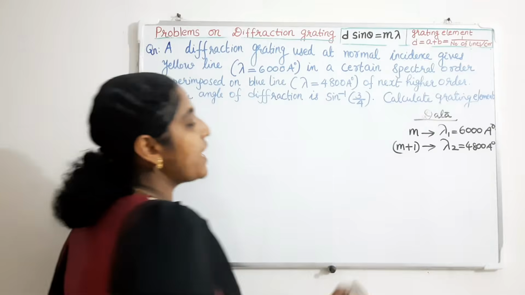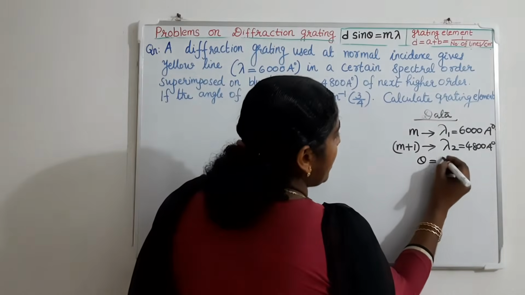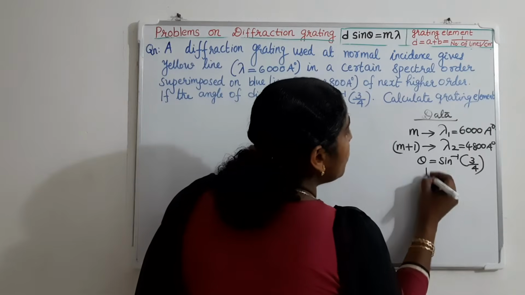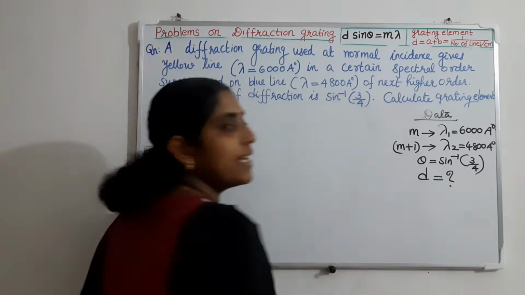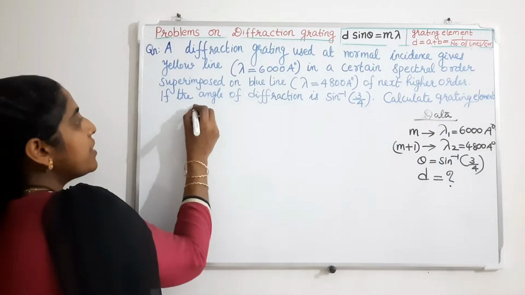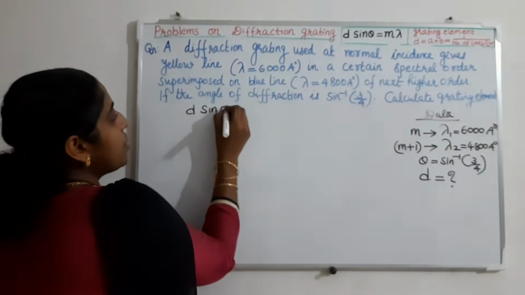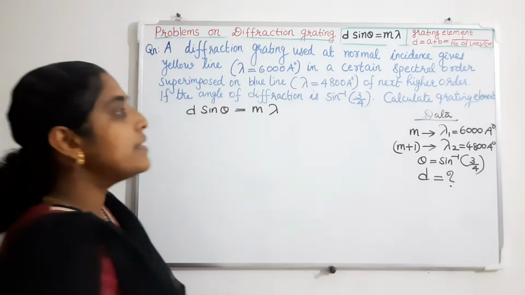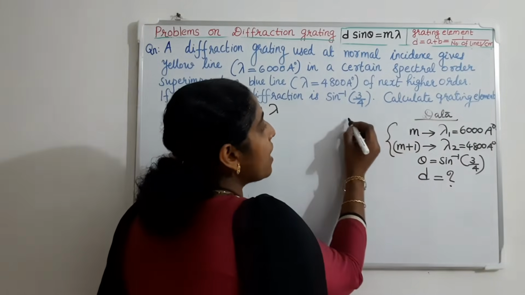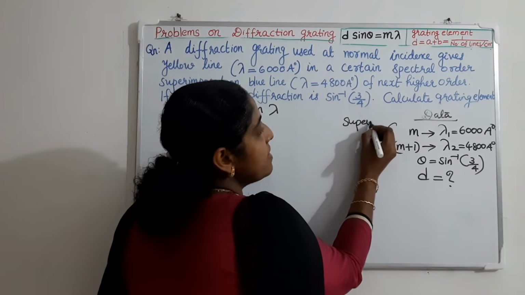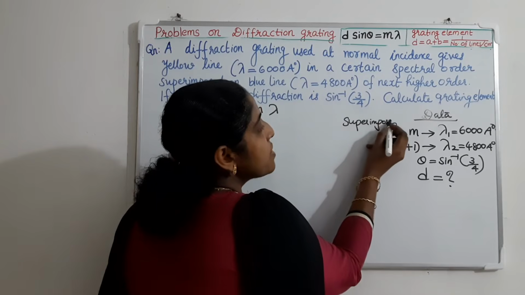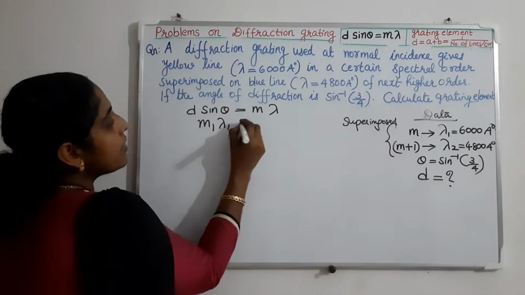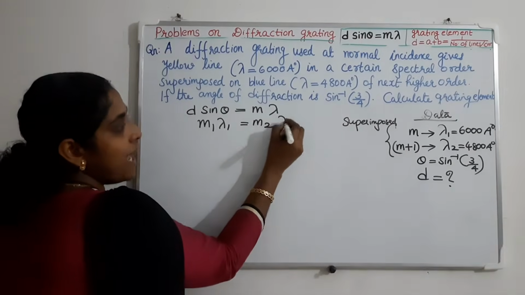If the angle of diffraction is sine inverse 3 by 4, so theta equal to sine inverse 3 by 4, calculate the grating element. The grating element is D. So we can find the grating element from the grating equation, that is D sine theta is equal to M lambda. Here these two wavelengths are superimposed. So what is the meaning of superimposed? If it is superimposed, we can write M1 lambda 1 is equal to M2 lambda 2.